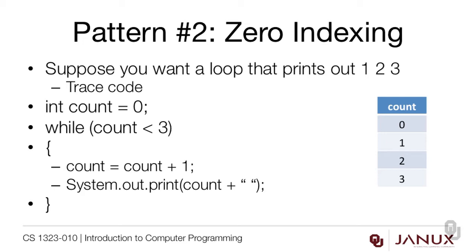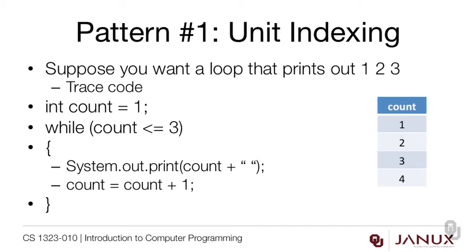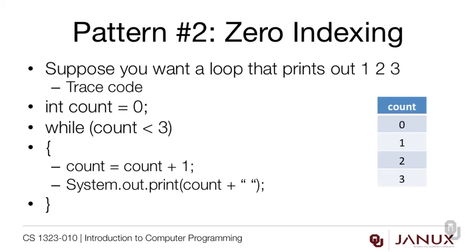Now what I want you to pay attention to is the pattern between these codes. So we started with count is 0, and we ended with count less than 3 when we were zero indexing. Whereas with unit indexing, we started with count is 1, and we ended with count less than or equal to 3. That's a pattern that's worth remembering.